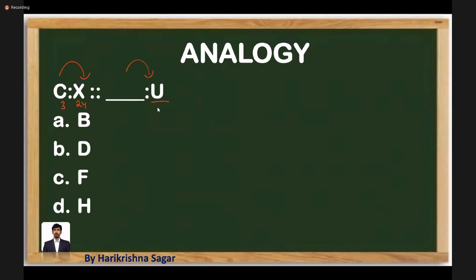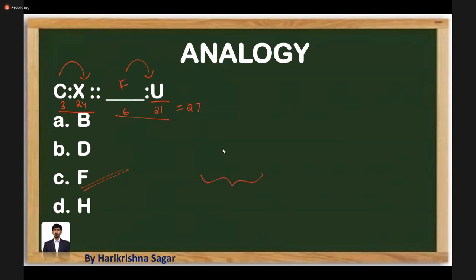So what is U? U is going to be 21st. So you can just understand 3 plus 24 is 27. Something plus U is equal to something plus 21 is equal to 27. What is that something? 6. What is the sixth alphabet? It is F. Mark it as option C.